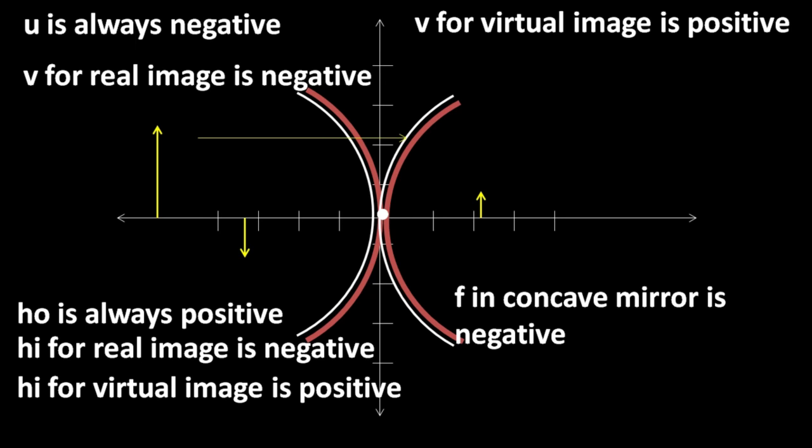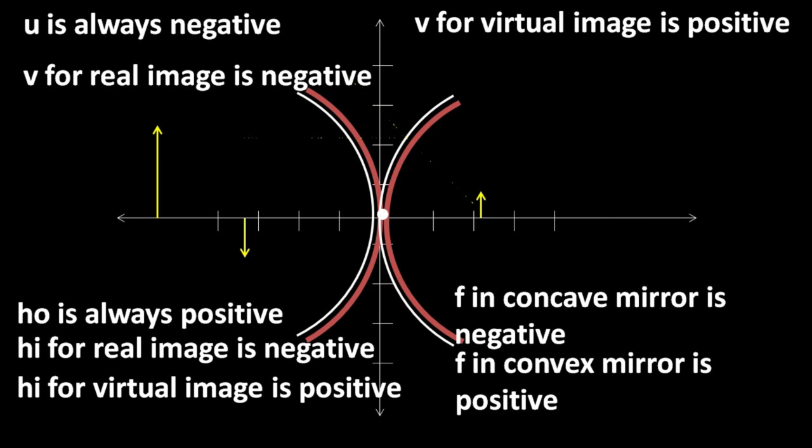Ray of light coming parallel to principal axis, falling on a convex mirror after reflection diverges. It appears to come through a point which we consider focus. As you see, the focus is on the right hand side of the origin. So we get focal length in convex mirror is positive.